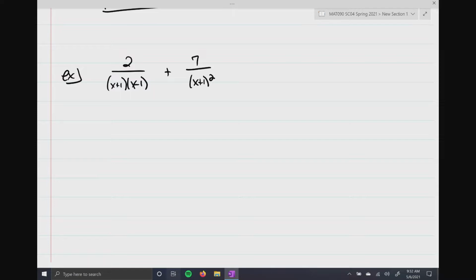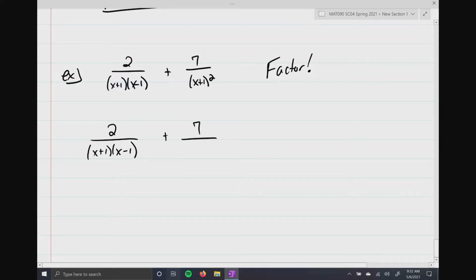Common denominator. Excellent. So the first thing I'm going to do is, remember, I always factor. I try to look for factoring. Now, this problem is almost completely factored. I'm going to rewrite it. The first denominator, that's good. It's the second one. And let's be honest, x plus 1 to the second power, we should know what that means. That means x plus 1 times x plus 1.